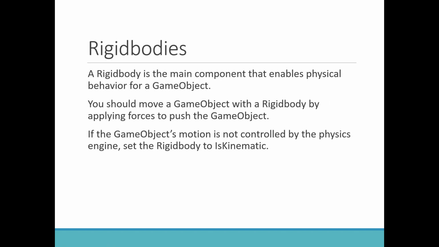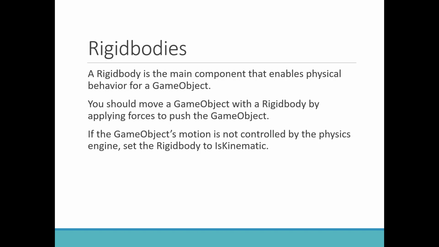Rigid body is basically the component that's going to allow you to enable physical behavior using that physics engine for your game object. If your game object has a rigid body, then you should use that rigid body to move the object. You can use forces. There are other methods as well to move a rigid body. Those are the ones that you should use.